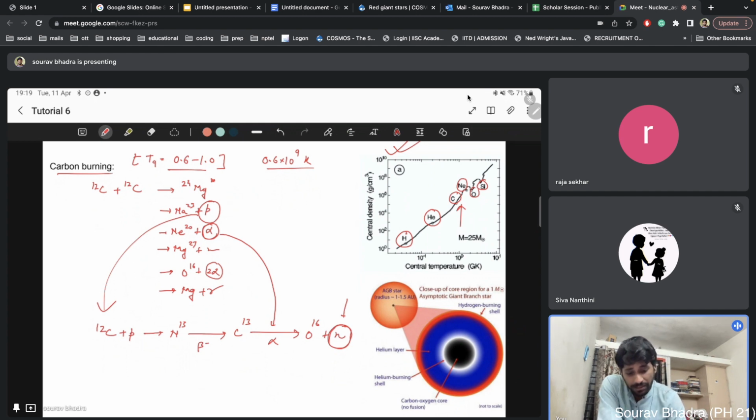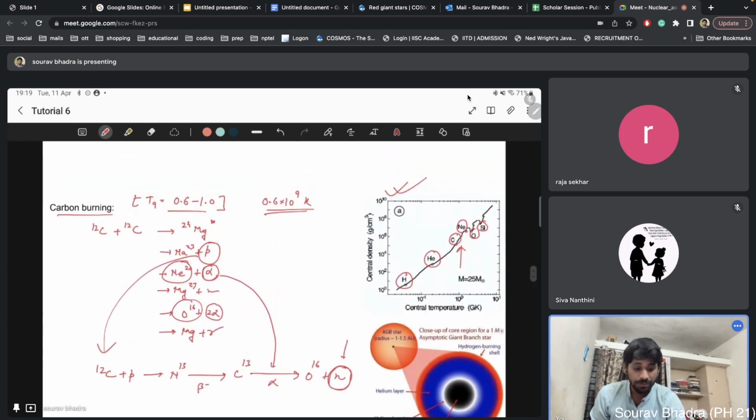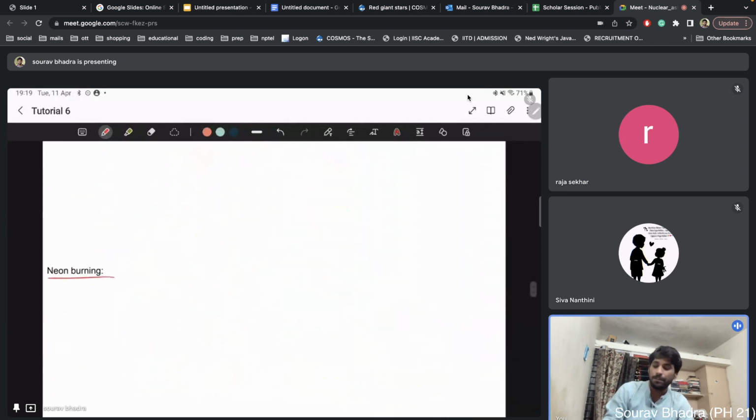Now as neon has been created here, and oxygen has been created, we will consider the burning of these elements because they have already been created in the carbon burning stage. So neon burning comes into the picture before the oxygen burning, because at this high temperature, as I told you, the temperature is a few times 10 to the power 9 K. I mean 0.6 times 10 to the power 9 K to 10 to the power 9 K. This is the range of temperature, and at this temperature photo disintegration plays a vital role.